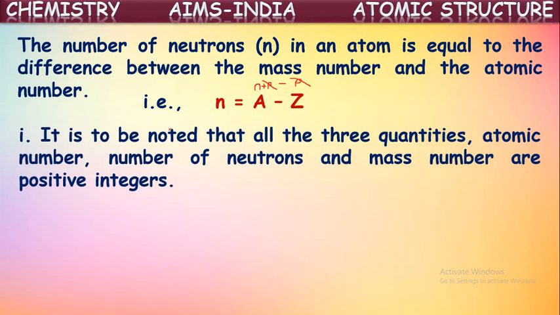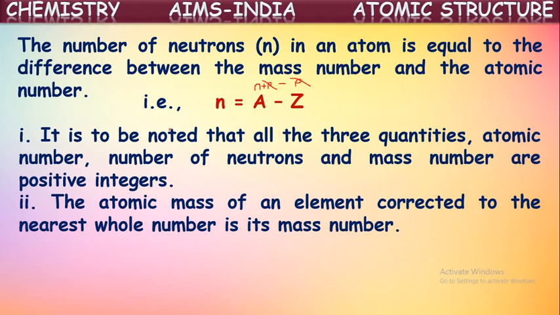It is to be noted that all three quantities, what are they? Atomic number, mass number, and number of neutrons. These three are positive integers. There won't be any negative numbers or fractional numbers, because these are the numbers which indicate the number of protons and the number of neutrons present in the nucleus of the atom. There won't be any half or fractional values. So they will always be positive integers.